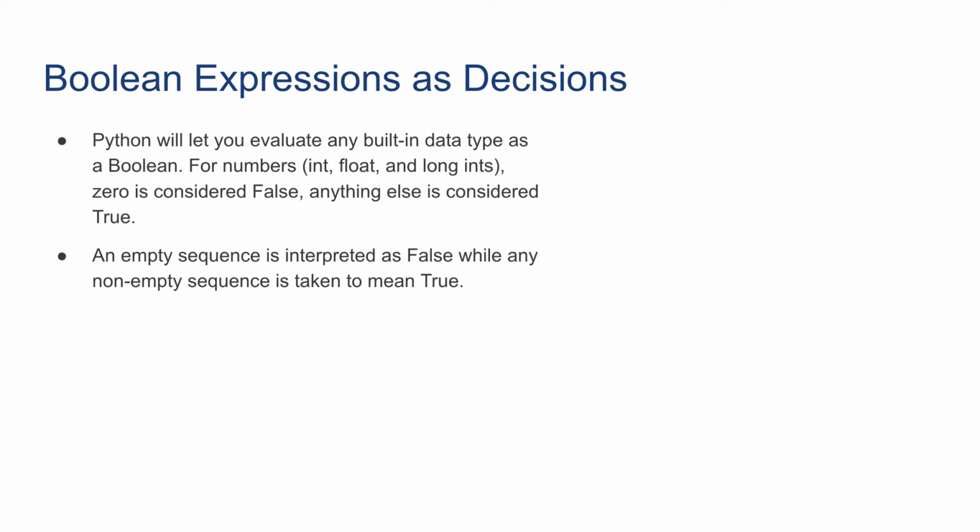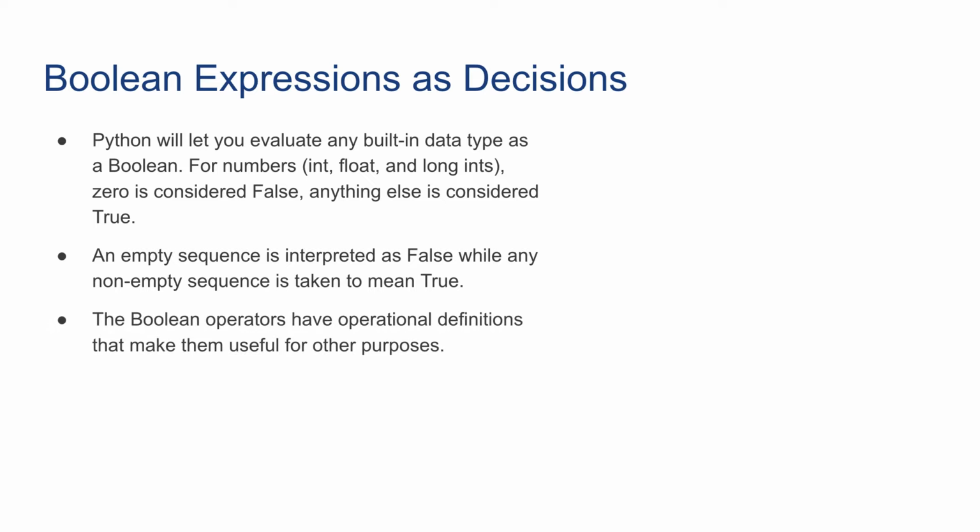For a sequence, any kind of sequence really, an empty sequence is considered false, while any non-empty sequence is taken to mean true. So remember, a sequence can be a string, a list, or a tuple, or a dictionary that we have not actually learned. But take a sequence as a list or a string for now. The Boolean operators have operational definitions that make them useful for other purposes as well.